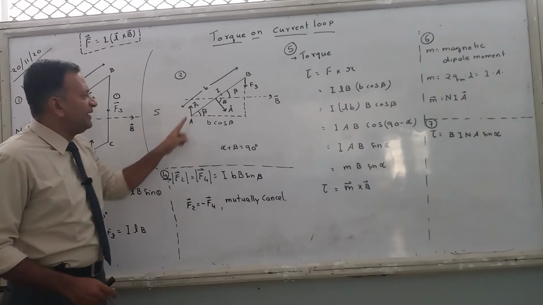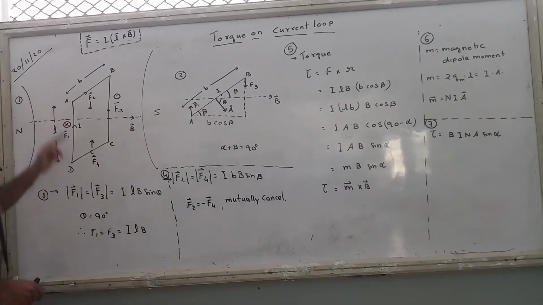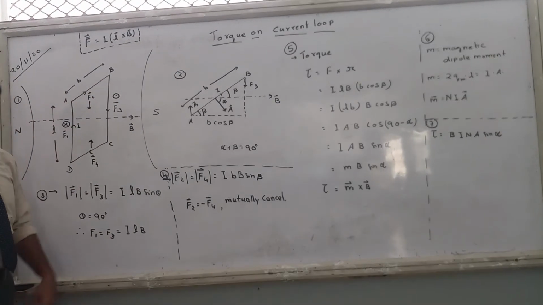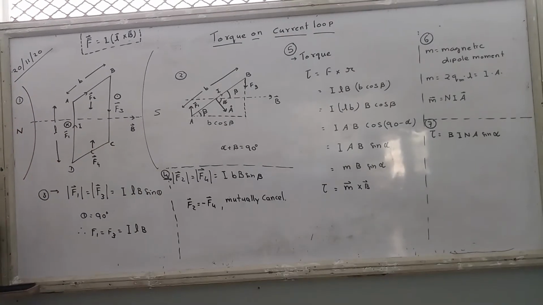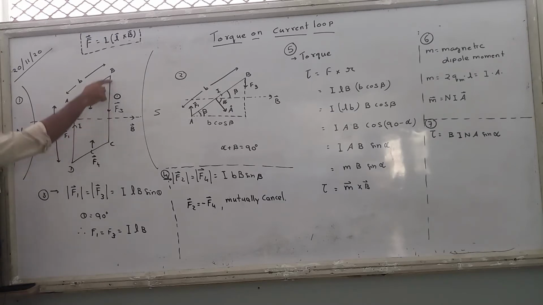Okay, so what you see in bird eye view, this is A, and this is B. This is not the magnetic field. This is A, this is B. Same as this is A and this is B. Alright, this is the magnetic field. Now, force F1 acts on wire AD. F2 acts on AB. F3 acts on BC. And F4 acts on DC.